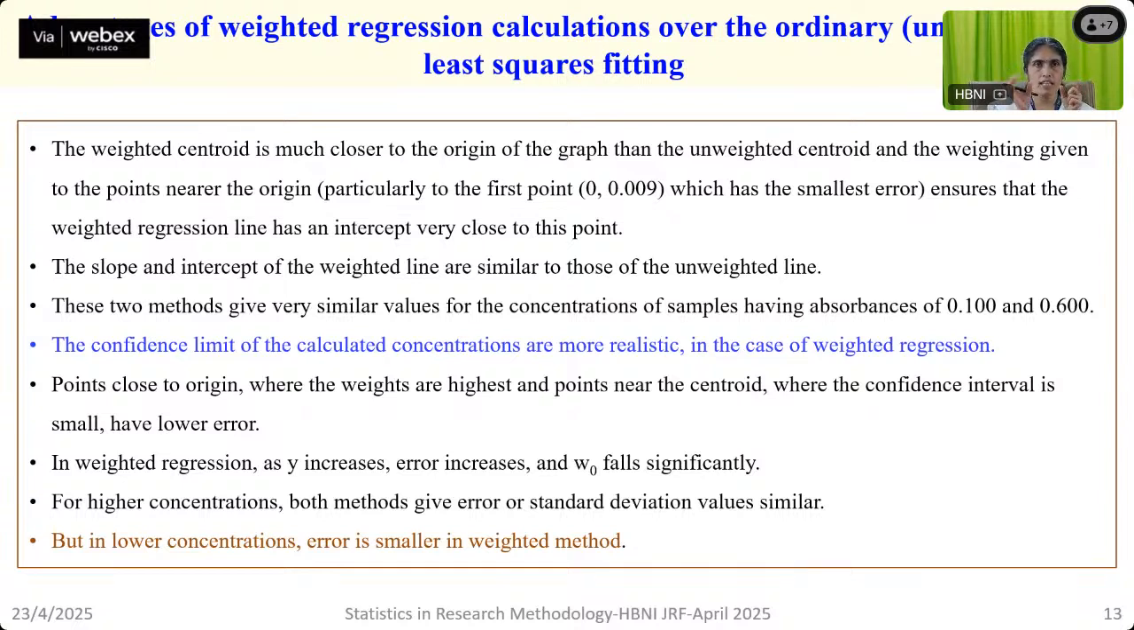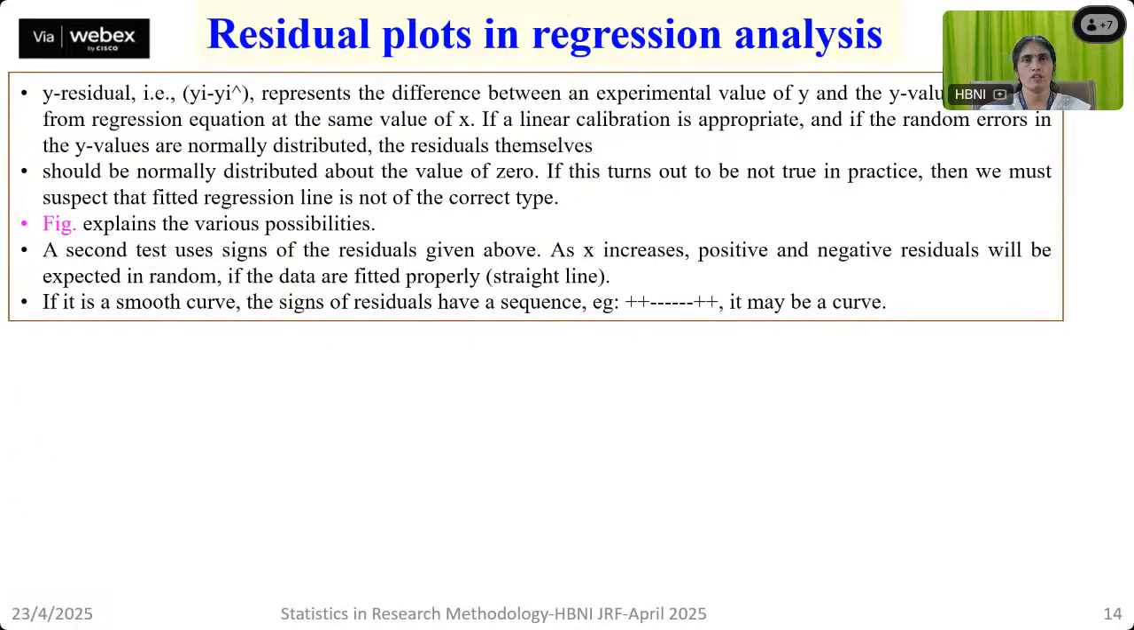So you see that the curves become open at larger concentration in either case. So in weighted regression, as y increases, the error increases, and the W0, that is the weightage, falls down significantly. And for higher concentrations, as we have already discussed, both methods give comparable error. So it is not required essentially to go for the weighted regression. Definitely at lower concentration, weighted regressions should be preferred over the ordinary least square fitting.